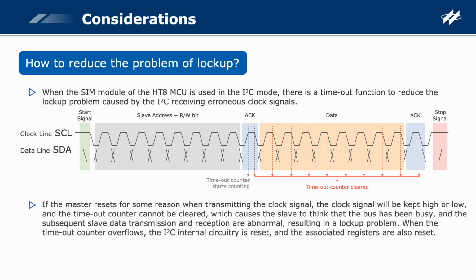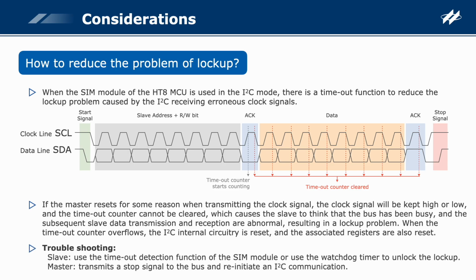If the master resets for some reason when transmitting, the clock signal will be kept high or low and the timeout counter cannot be cleared, which causes the slave to think that the bus has been busy, and the subsequent slave data transmission and reception are abnormal, resulting in a lockup problem. When the timeout counter overflows, the I²C internal circuitry is reset, and the associated registers are also reset.